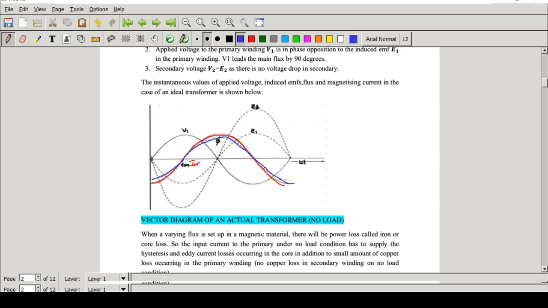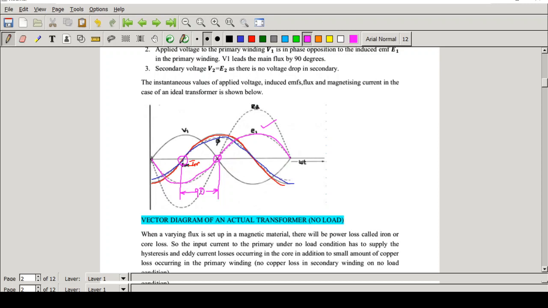Now next we will see what about the induced EMF waveform. You know both E1 and E2 are lagging behind the flux by 90 degrees. So if the flux is starting from this particular point, E1 will start from this point. The phase difference between these 2 points is 90 degrees, which means after this flux starts, after 90 degrees only the EMF will be induced. That is, the phase difference of 90 degrees is there between the flux and the induced EMF. So you can draw like this. This is E1. This is a positive cycle and this is a negative cycle.